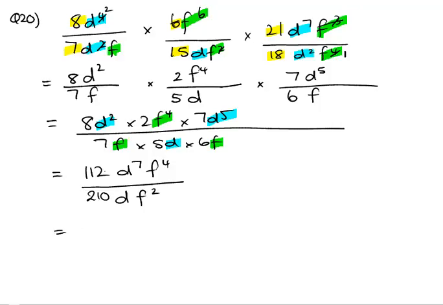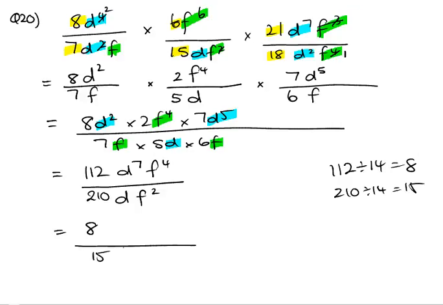Can we divide 112 and 210 to get a whole number answer? No. Do they have a common factor? Yes. Their highest common factor is 14. So 112 divided by 14 is 8, and 210 divided by 14 is 15. You could also just put this into your calculator and it will tell you 8 over 15 as your fraction.